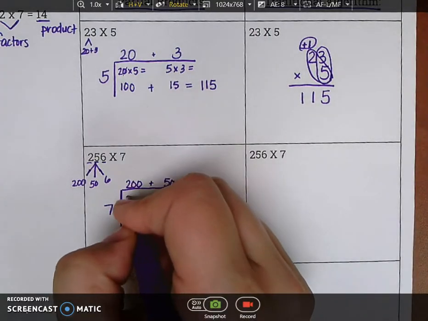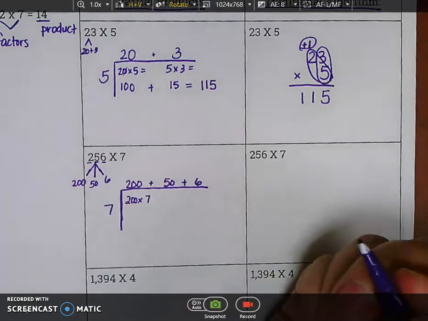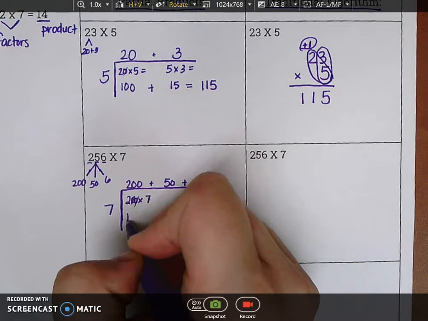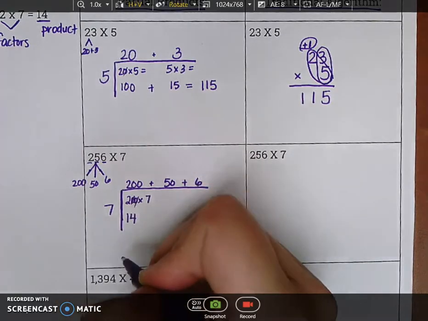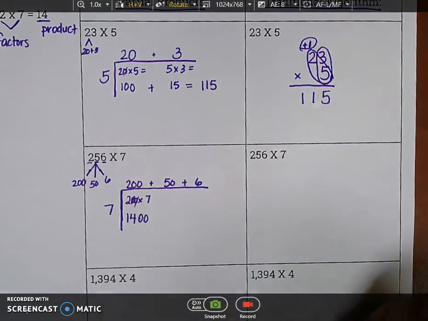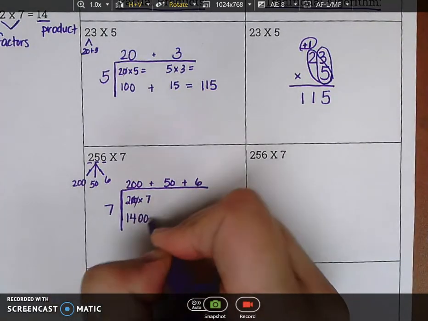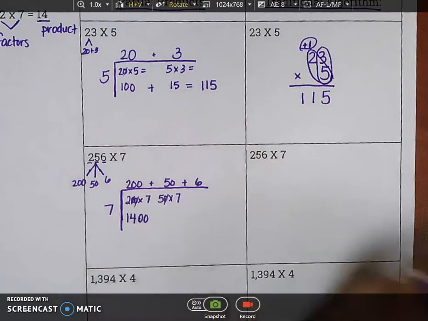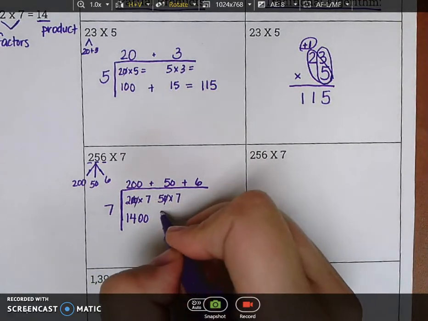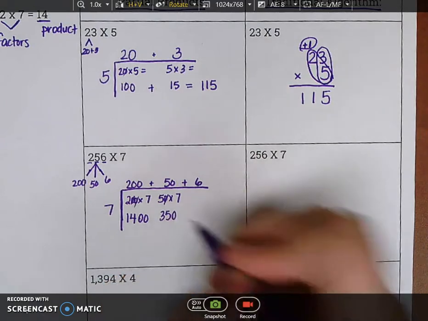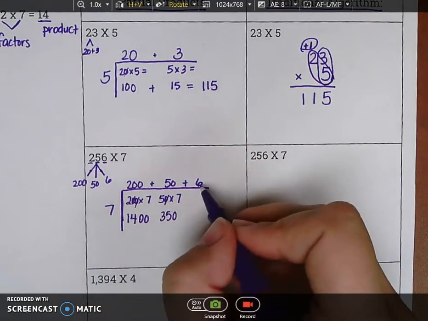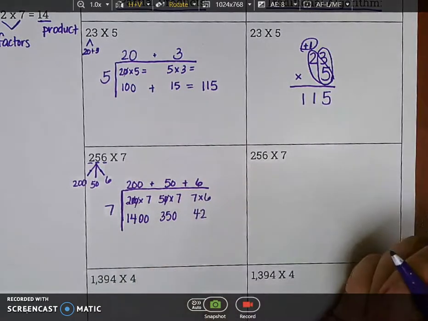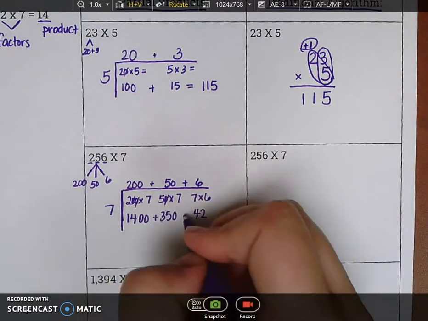So in the first one here, we've got 200 times 7. Using that zeros trick, we're going to cancel out those zeros. 2 times 7 is 14. We had 2 zeros, so we're going to add those back on. Then we're going to do 7 times 50. So 50 times 7, cancel out that 0. 5 times 7 is 35. Add that 0 back on. And lastly, we've got 7 times 6, which is 42. So we need to add all of these three together.